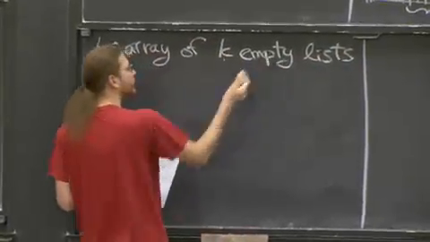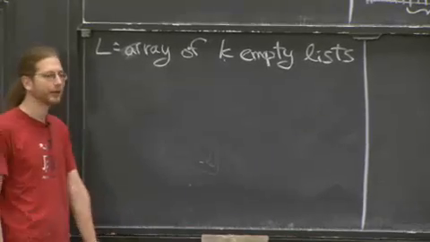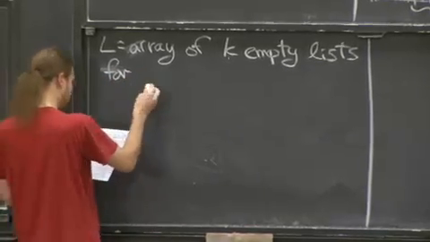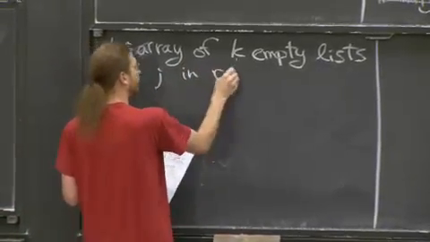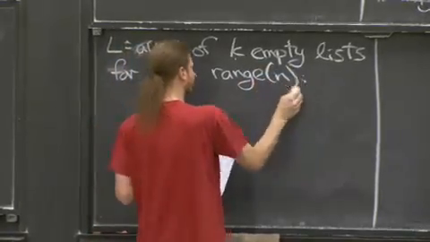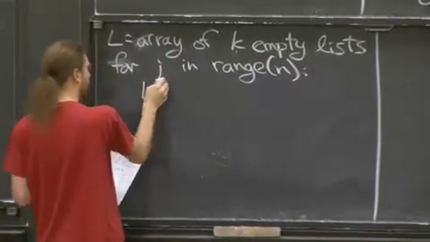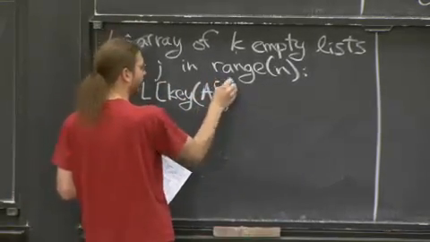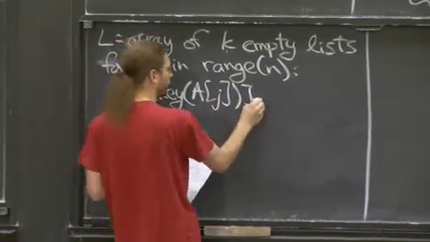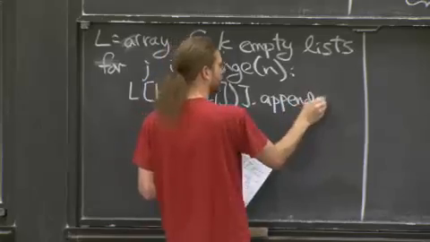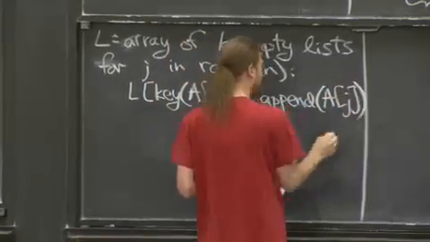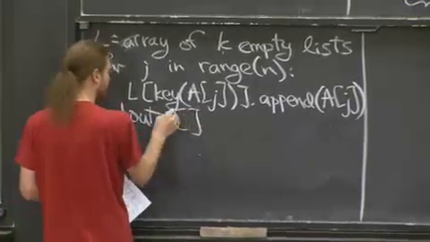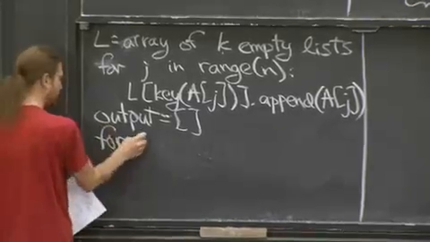I still have an array of k things, but no longer counters, now lists. They could be linked lists. They could be Python lists. It won't matter for my purposes. And then I'll say for j in range of n. So I'll be super Pythonic here. I want to look at the list who's at index a of j and append a of j. And then the output is going to be an empty list initially.